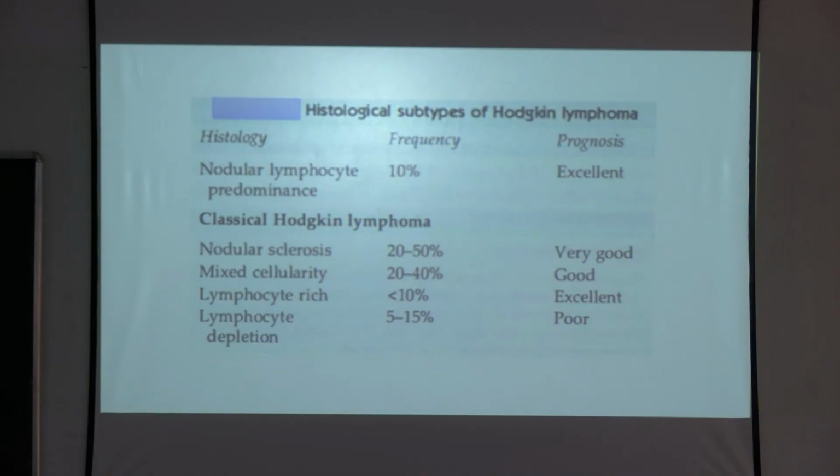In Western world, nodular sclerosis is most common. In our country, mixed cellularity is common because infectious origins are most common. Other two varieties are lymphocyte rich and lymphocyte depletion. Most poor prognosis is the lymphocyte depletion variety. It is the least common variety and also the poor prognosis variety.